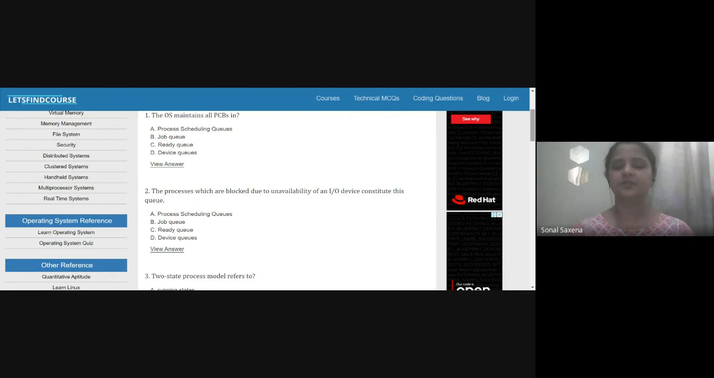Secondly, the processes which are blocked due to unavailability of input output devices. I told you that in the condition where your process lacks resources, if it hasn't got a sufficient number of resources, then in which queue does it need to remain? So these are the four options. Is it the process scheduling queue, a job queue, a ready queue, or a device queue? You need to decide upon this.